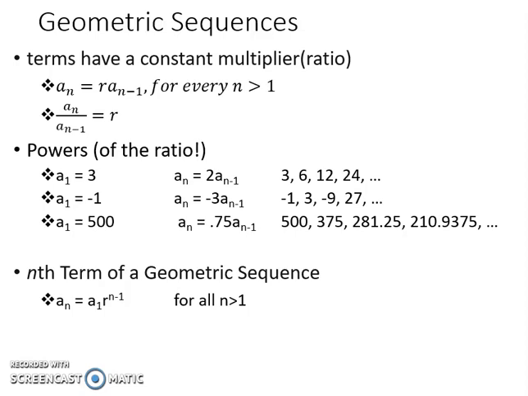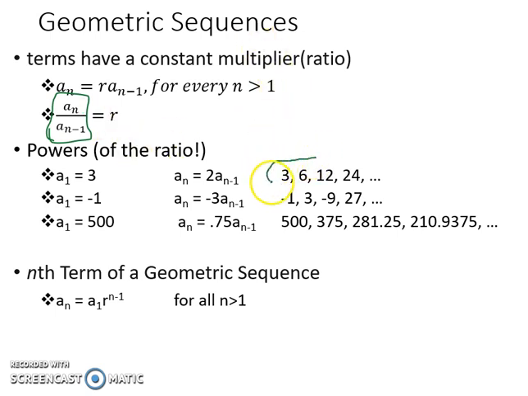Geometric sequences have terms that have a constant multiplier or ratio. And to determine the constant ratio or multiplier, you just take a look at the current term and the previous term. So to define what our ratio is, you just grab two of your terms and do your division.